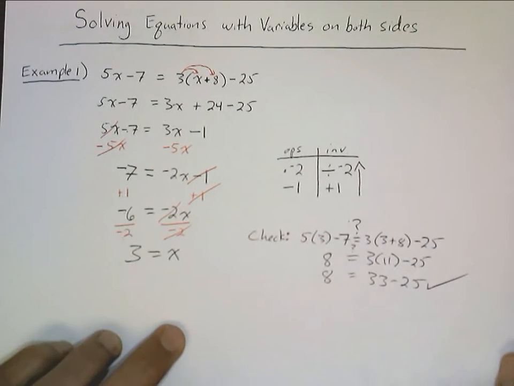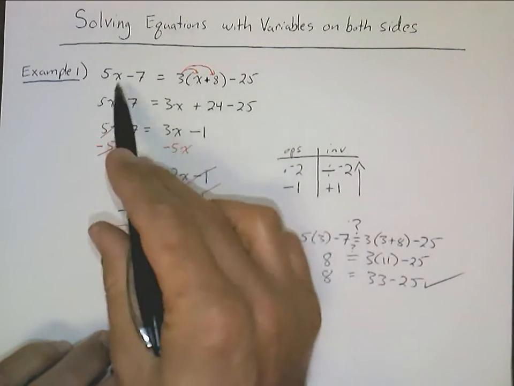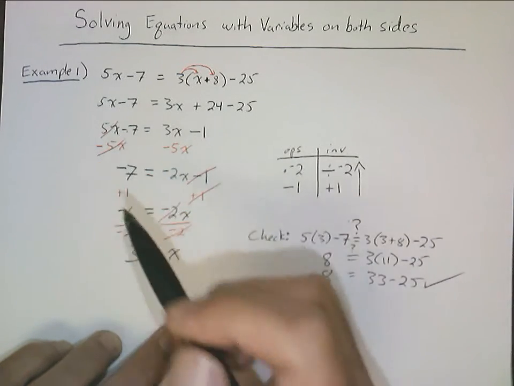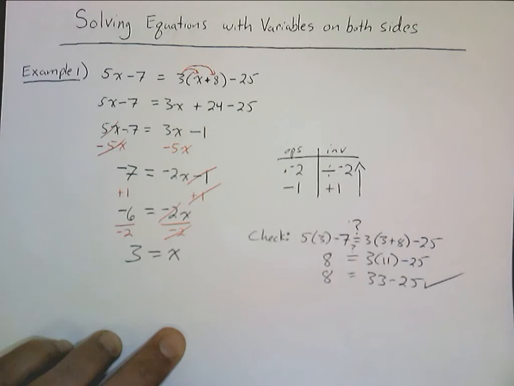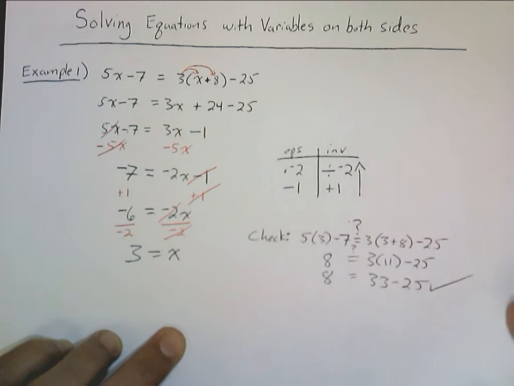So the basic idea here is when you have variables on both sides of the equation, we just want to get rid of them on one side. And then we'll be back to a situation that we know how to deal with.